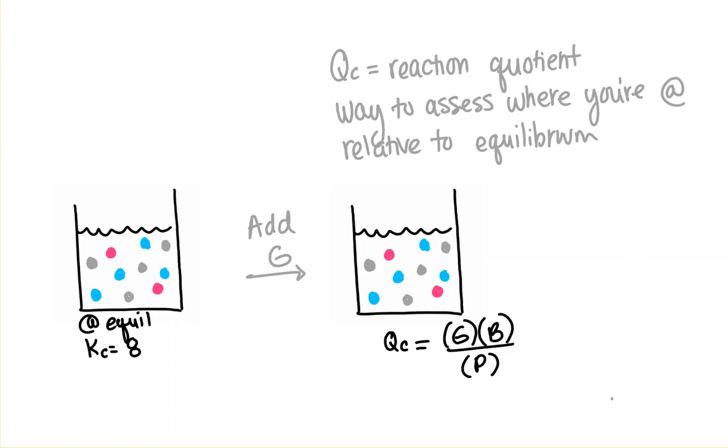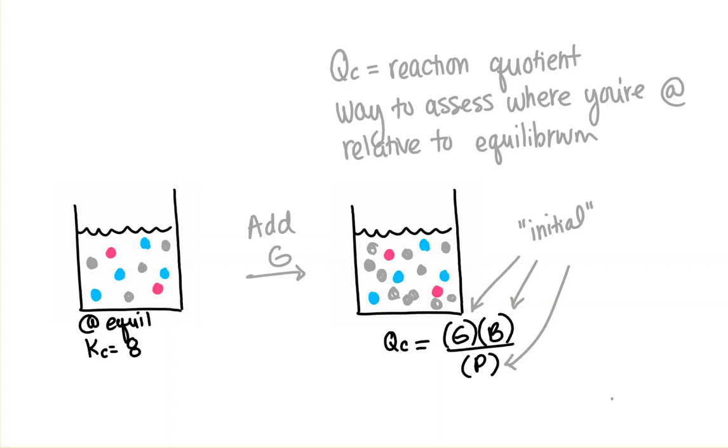So in other words, in this one, I'm adding some of the gray. And when I do, what's going to happen is that I'm going to now have too much product. I'm going to calculate what's called a Qc, and the Qc is not the same thing as the Kc. It looks the same, but you can kind of think of these as initial concentrations, not equilibrium concentrations. So if I put in the numbers, then I can kind of assess where I am.